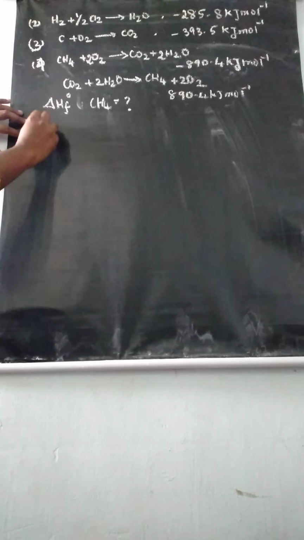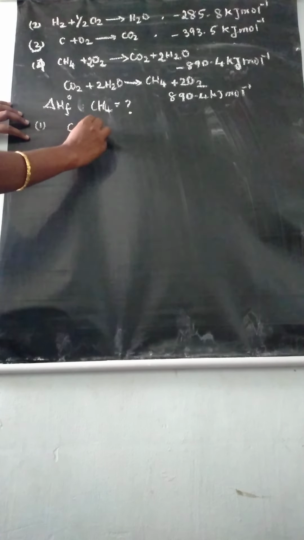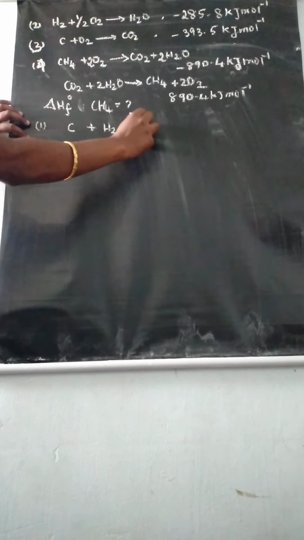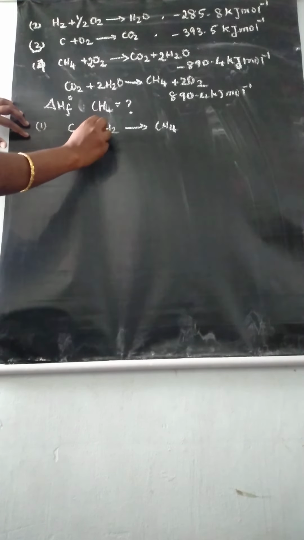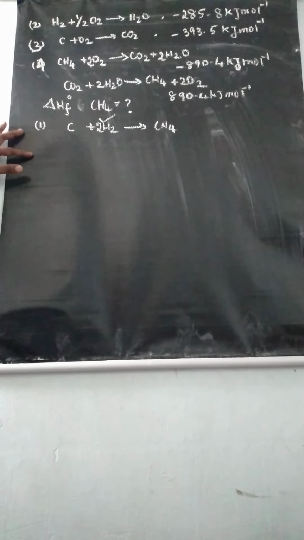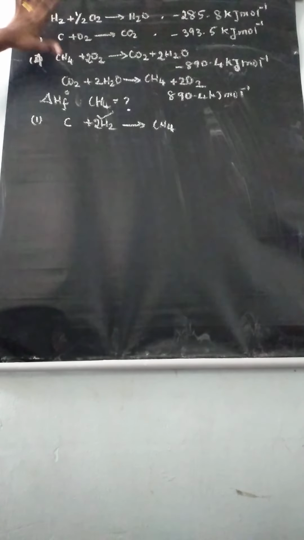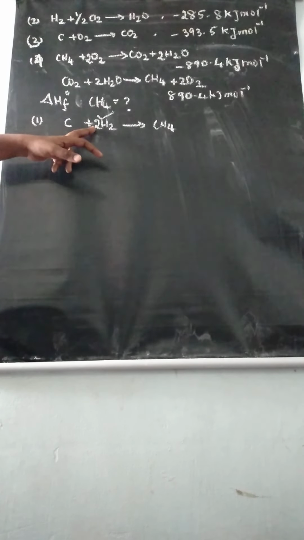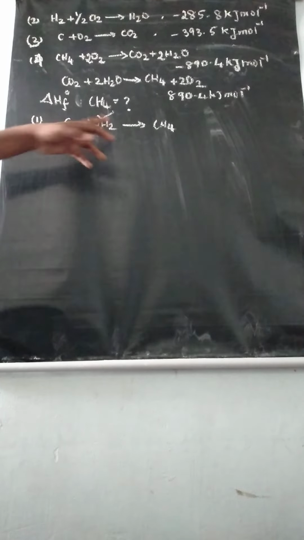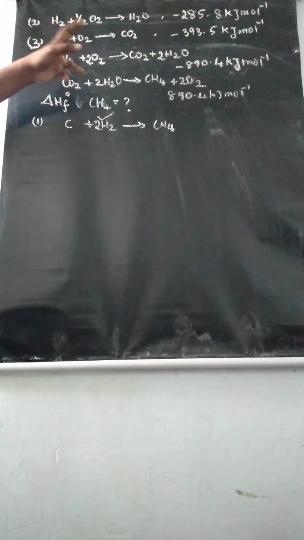First we wrote one equation, methane preparation: carbon reacts with hydrogen to form methane, C plus 2H2 gives CH4. You can prepare this first equation from these three equations. By using these three equations we can prepare this methane. So just use these three equations and just add them.